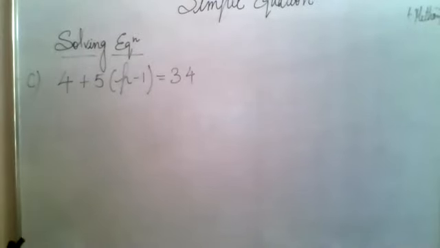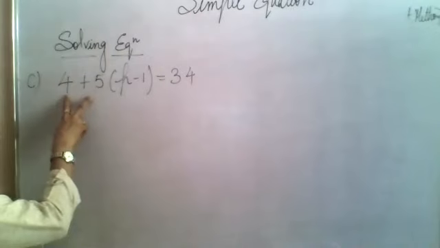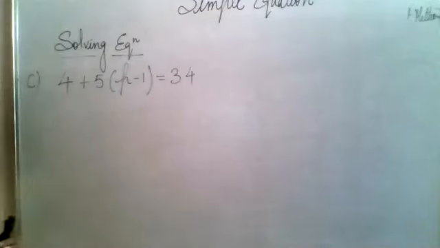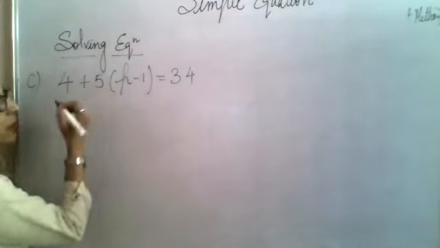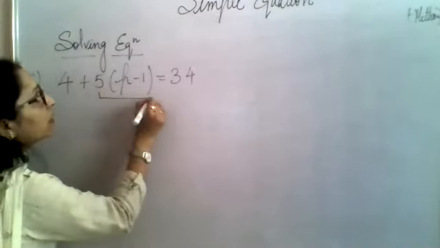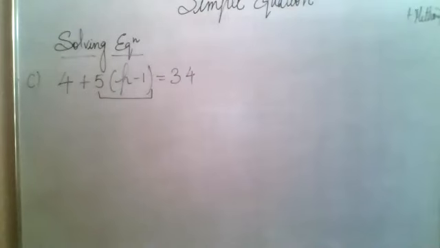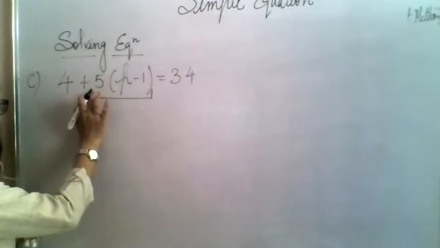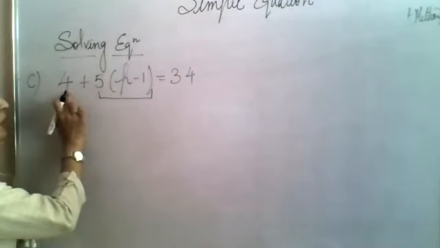Let's take this question: 4 plus 5 bracket p minus 1 equal to 34. What I have observed, many students do addition of 4 and 5. They add and then they shift, which is completely wrong. Why will you do addition? 4 plus 5. This 5 is with p minus 1. This is complete term, not 5 alone. You will not do addition of 4 and 5.